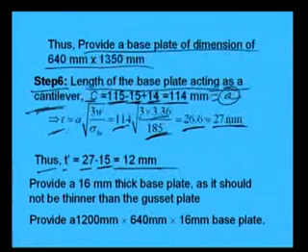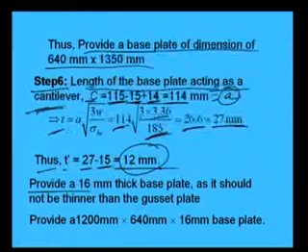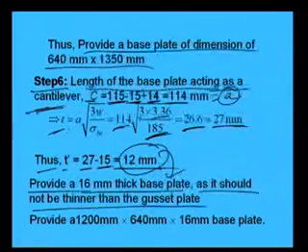Now let us provide 16 mm thick base plate, meaning in place of 12 mm we are increasing a little, as it should not be thinner than the gusset plate. In the code provision it is told that it should not be thinner than the gusset plate. So thickness of the base plate will be minimum 16.